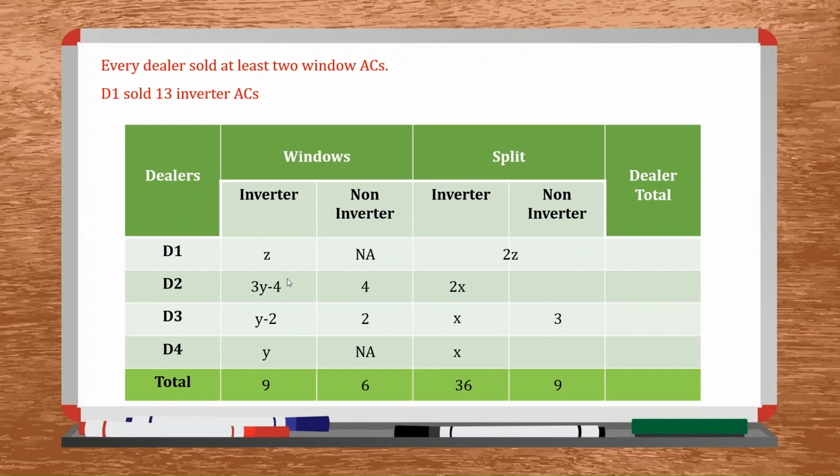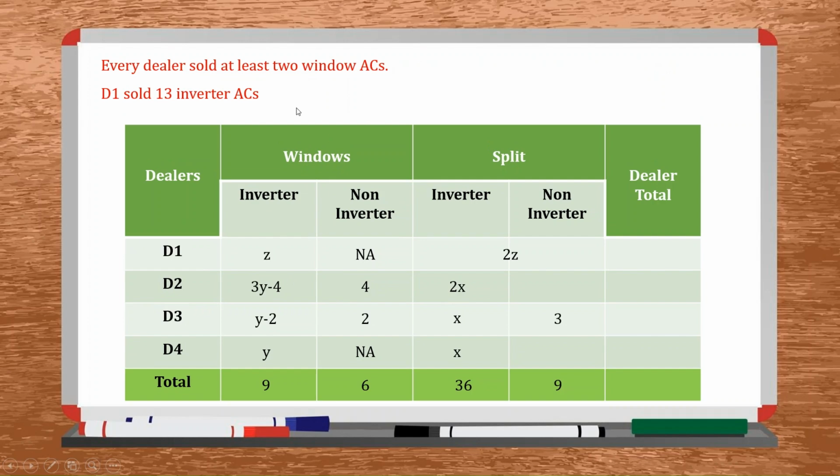So now we have utilized all the information that was given to us except these two particular points: that every dealer has at least 2 window ACs, and D1 has sold 13 inverter ACs. But I'm not able to utilize this information directly. Hence, I will have to apply some reasoning now to arrive at the next part of the solution.